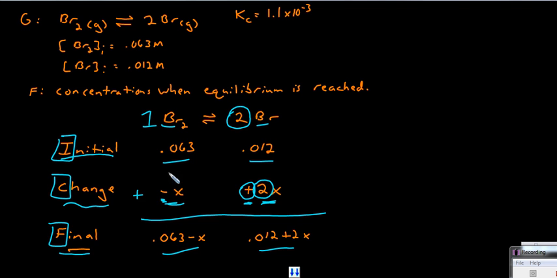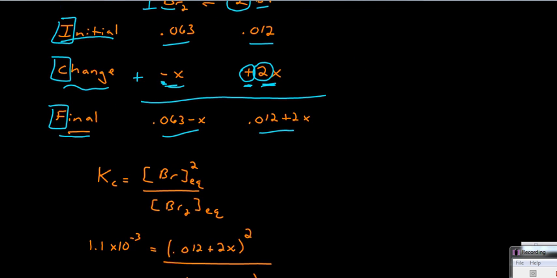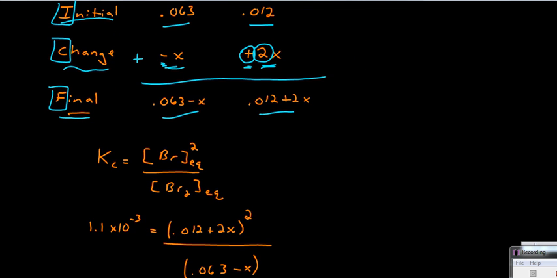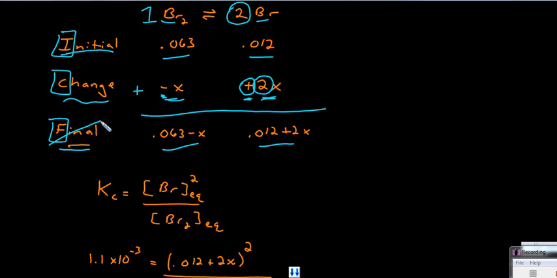So this final concentration of Br2 is 0.063 minus x. And then for our products Br, we have 0.012 plus 2x. So why do we want the final concentrations? I'm sorry, we'll use this later. This is the ICE table, the equilibrium concentrations.